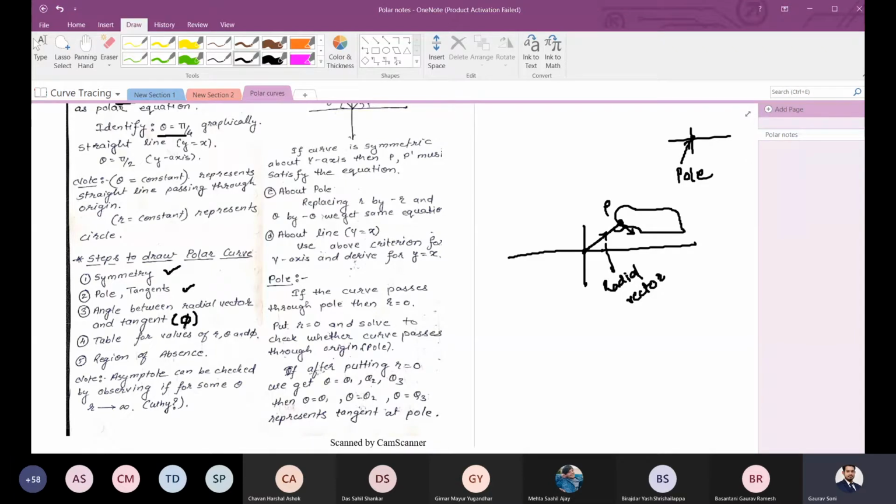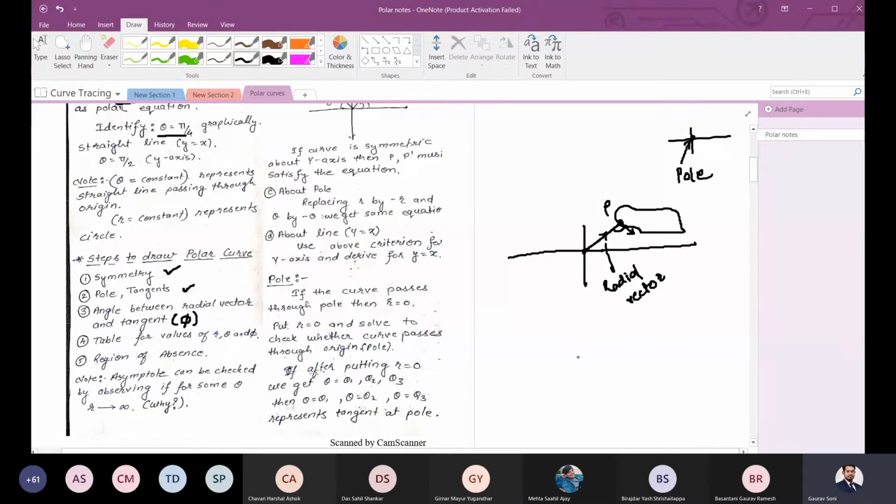Of course, there are some more points which we are not discussing because these points are more than enough for all the examples that we are going to study. But still, I have written a note here. Asymptote can be checked by observing if for some theta, r tends to infinity.